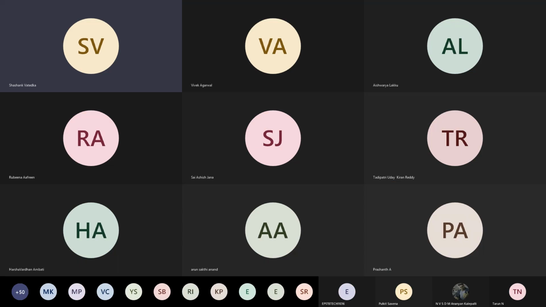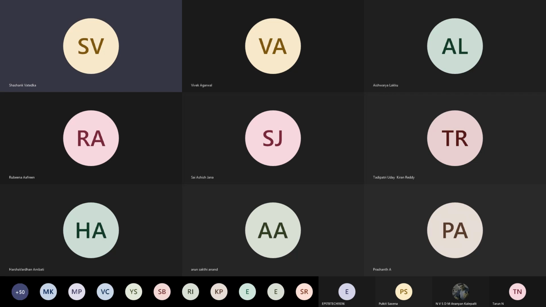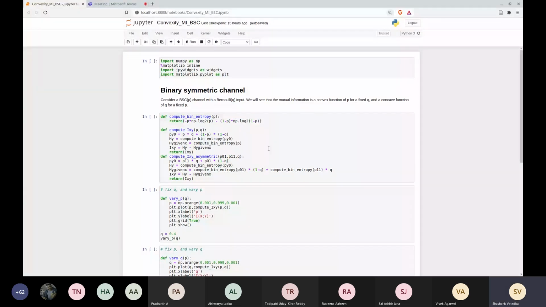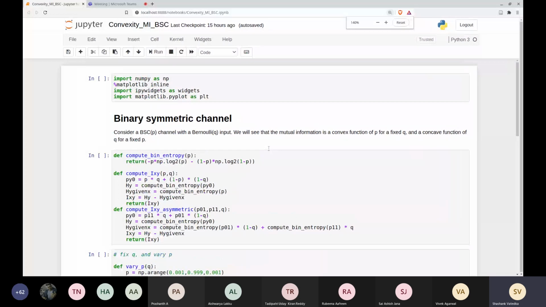Okay, let me just share another window. Okay, so is this clearly visible?